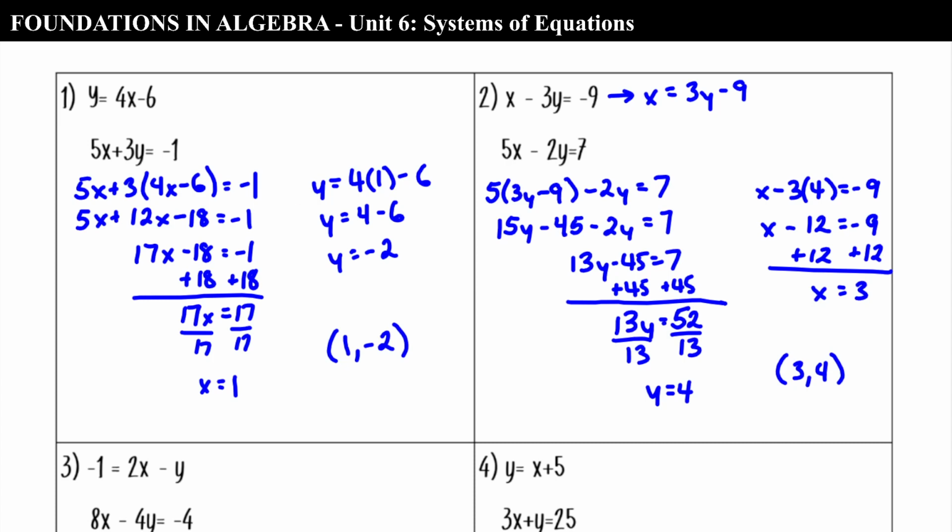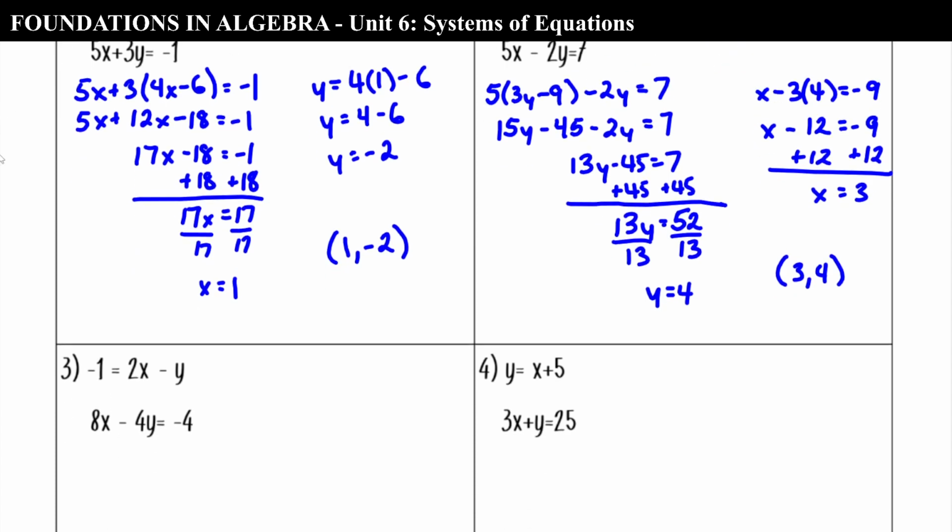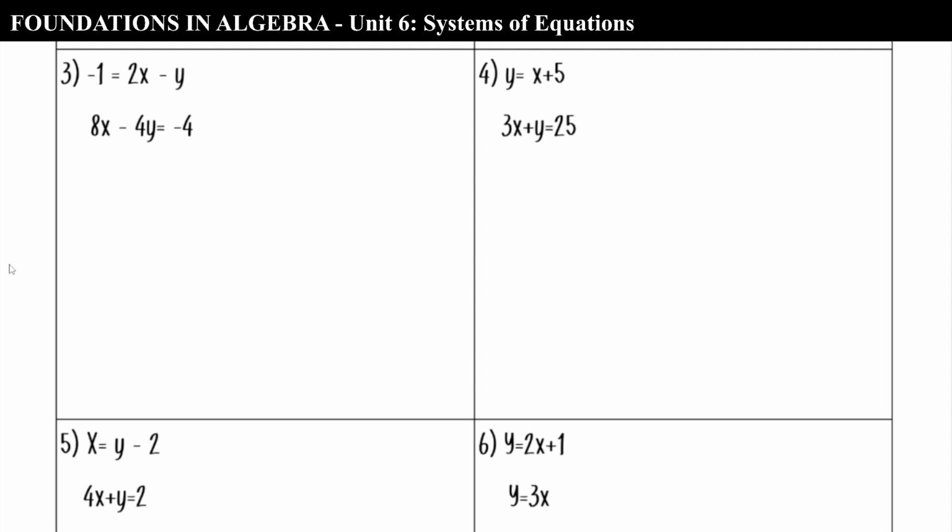All right, let's move on to example 3. So for this one, we have to figure out if we want to solve for x or y. Well, y is by itself here, so let's solve for y. We can do that by moving y over. So let's go ahead and just take care of that here. So we have negative 1 is equal to 2x minus y.